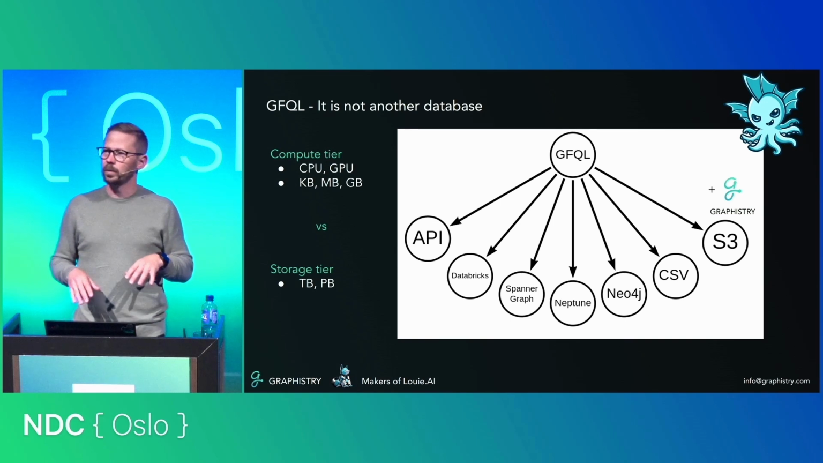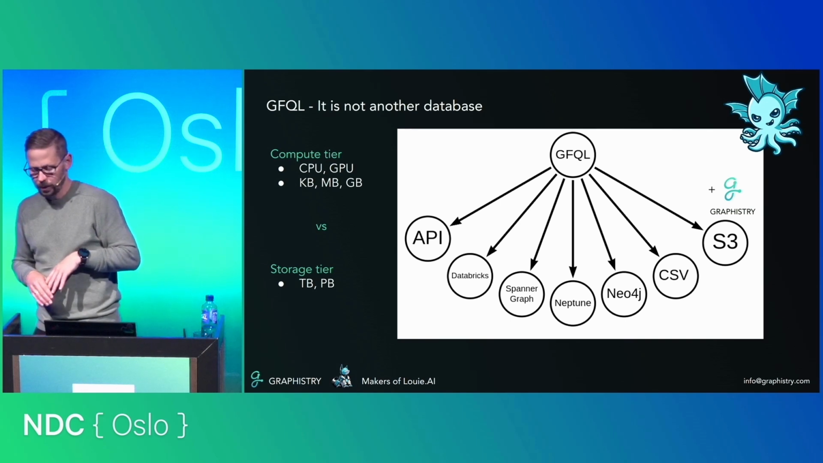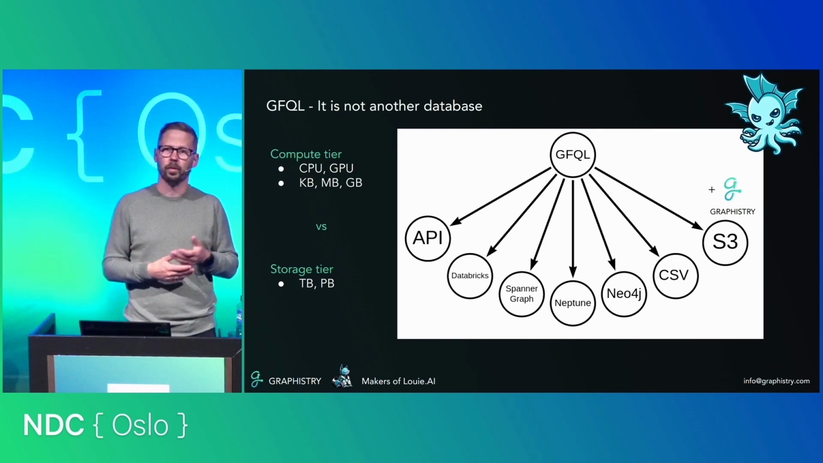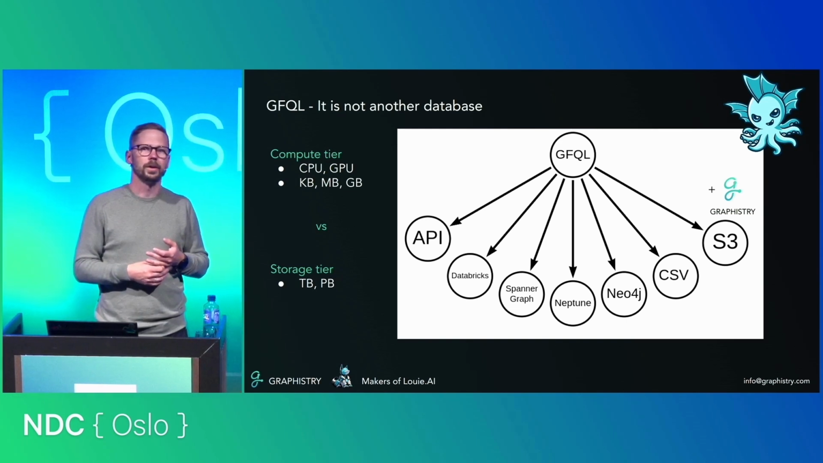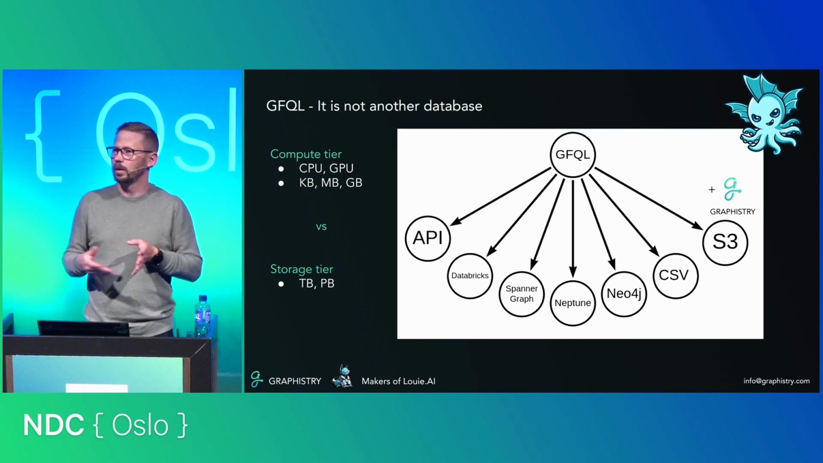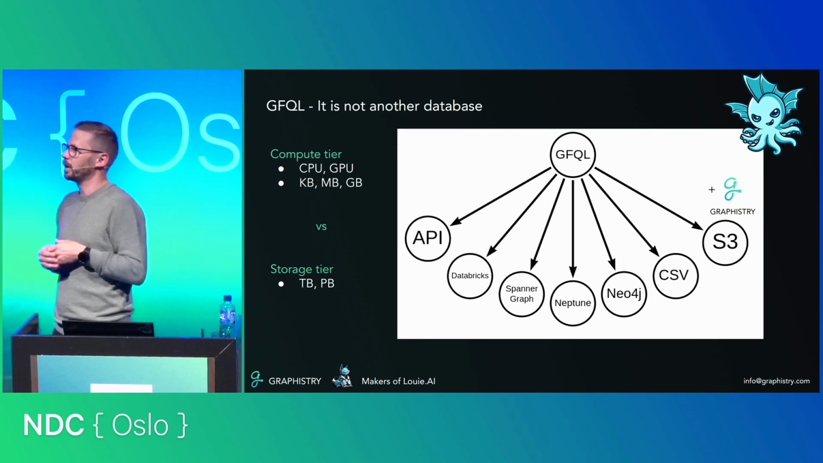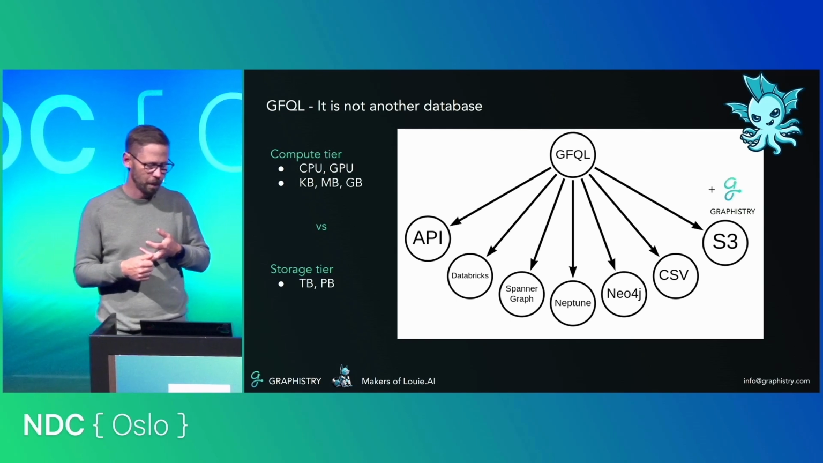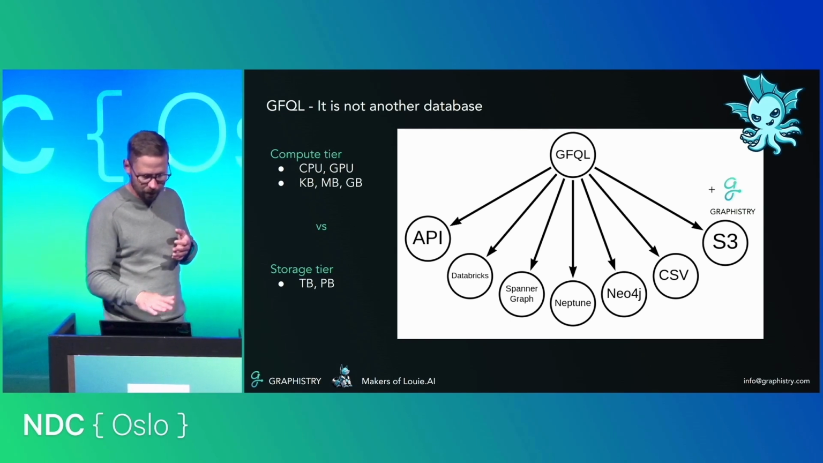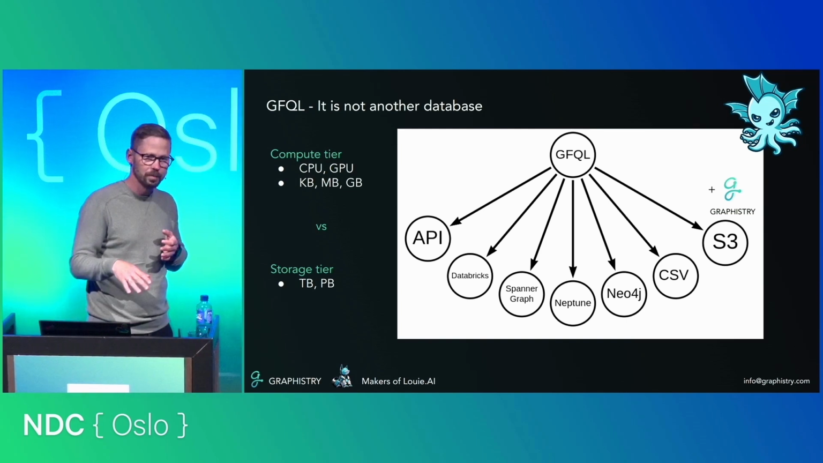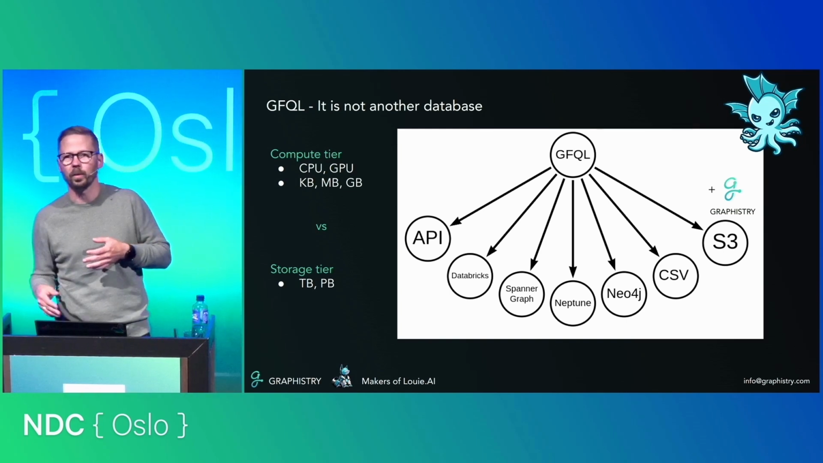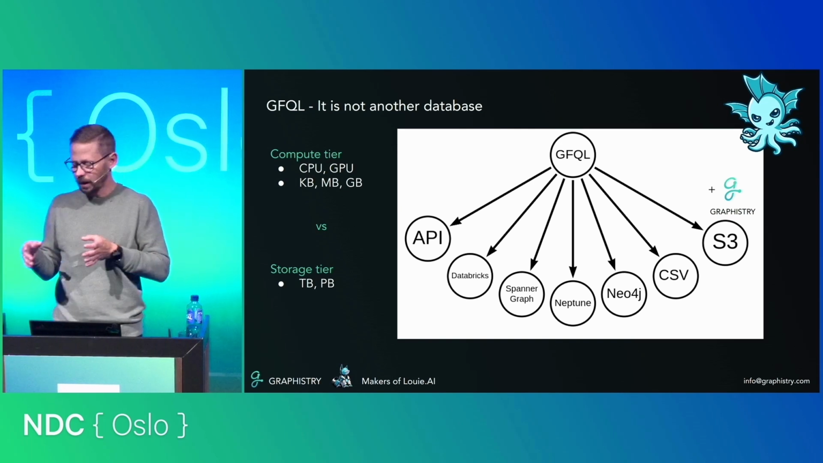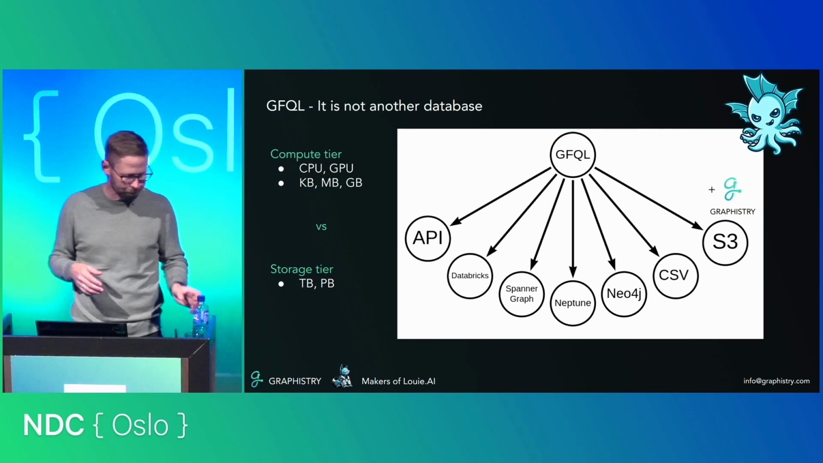So basically, it lies on the compute tier. You have your databases, Databricks, Spanner, Neptune, Neo4j, or a CSV, or an S3 bucket, whatever. As long as you can turn it into a data frame or a CSV, you can run graph queries on it. So we're not trying to be yet another database because there's a bunch of them. Why not sit on top and make graph query language available for everyone?